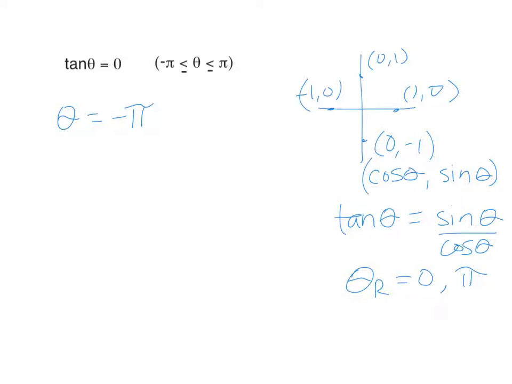So negative pi to pi is actually this. Negative pi is here. And then if you go all the way around to pi, it's there. That's that domain, negative pi to pi. So when we look in there, we have negative pi. We also have 0 is in that domain. And pi, because negative pi and pi are both included, right? Less than or equal to in the domain. So that one has 3 solutions.